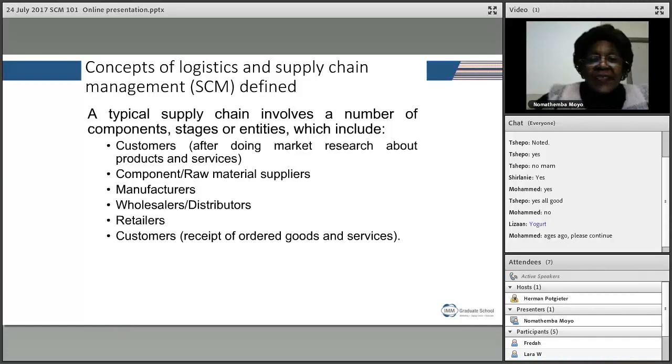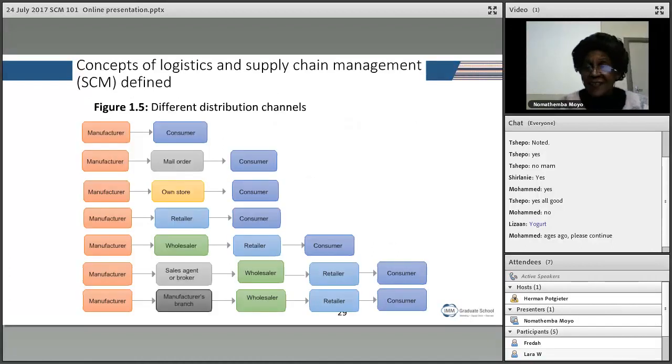A typical supply chain involves a number of components, stages, or entities, which include customers. After doing market research about products, you do market research to find out what the customers need and who your customers are. Who are you going to target? How are you going to get these products to them? Then you look at raw material suppliers. Who is going to supply you with raw materials? Then manufacturers, wholesalers and distributors, retailers, then customers, that is, who is going to receive ordered goods and services.